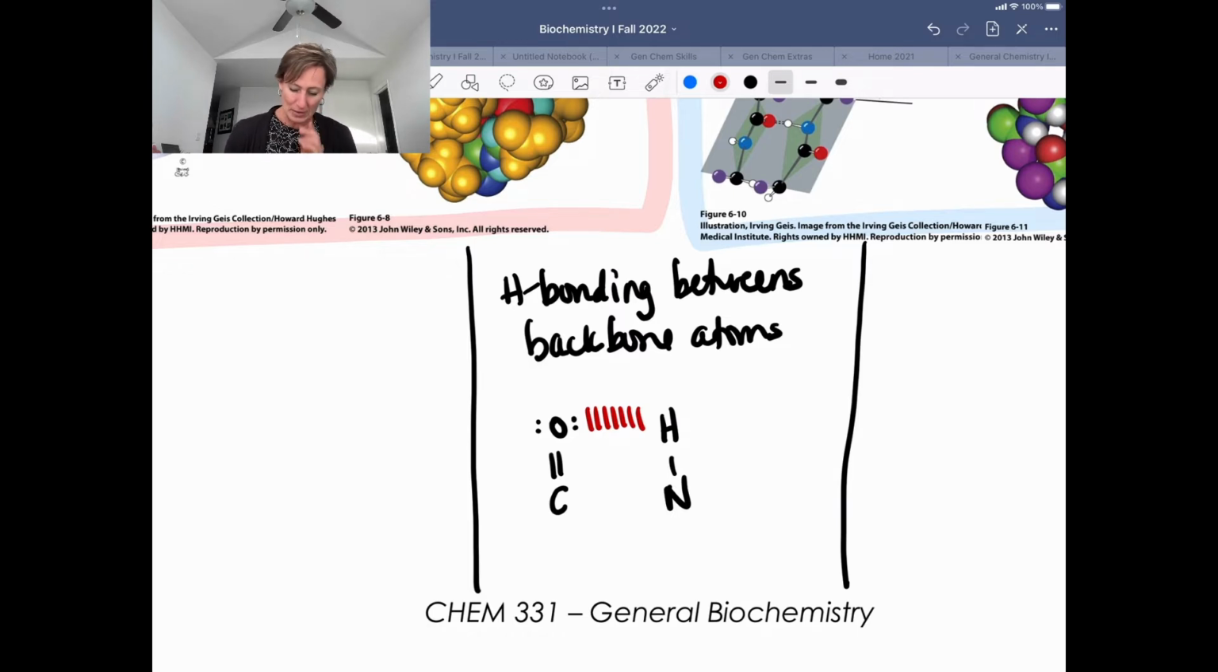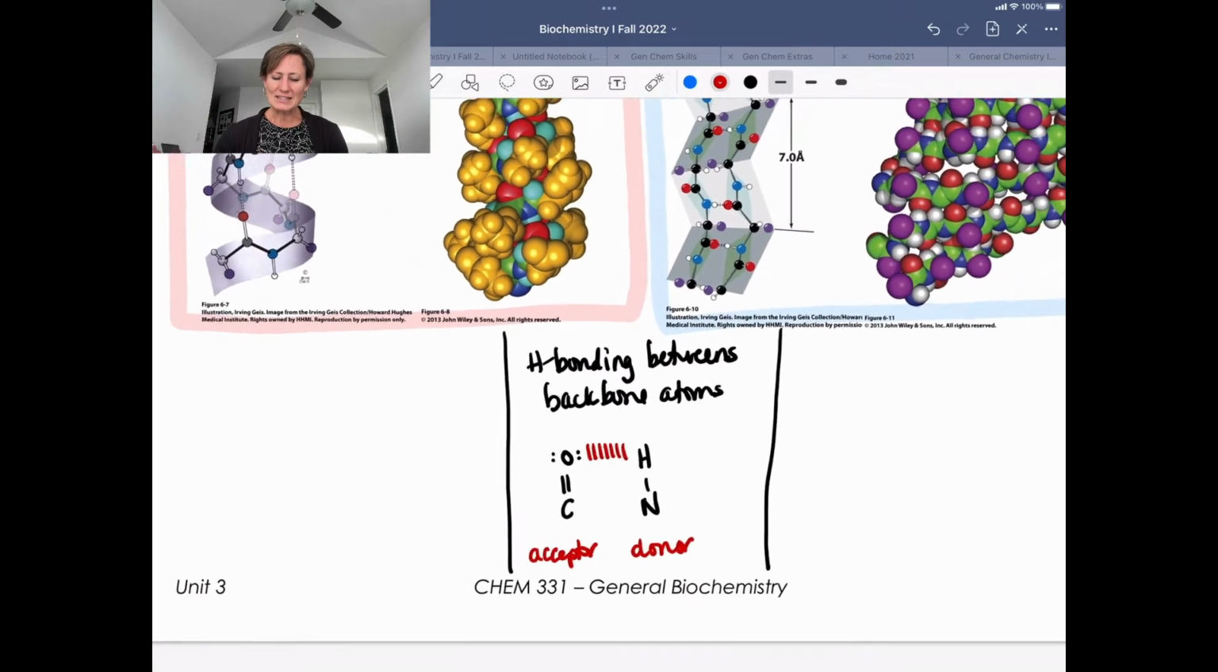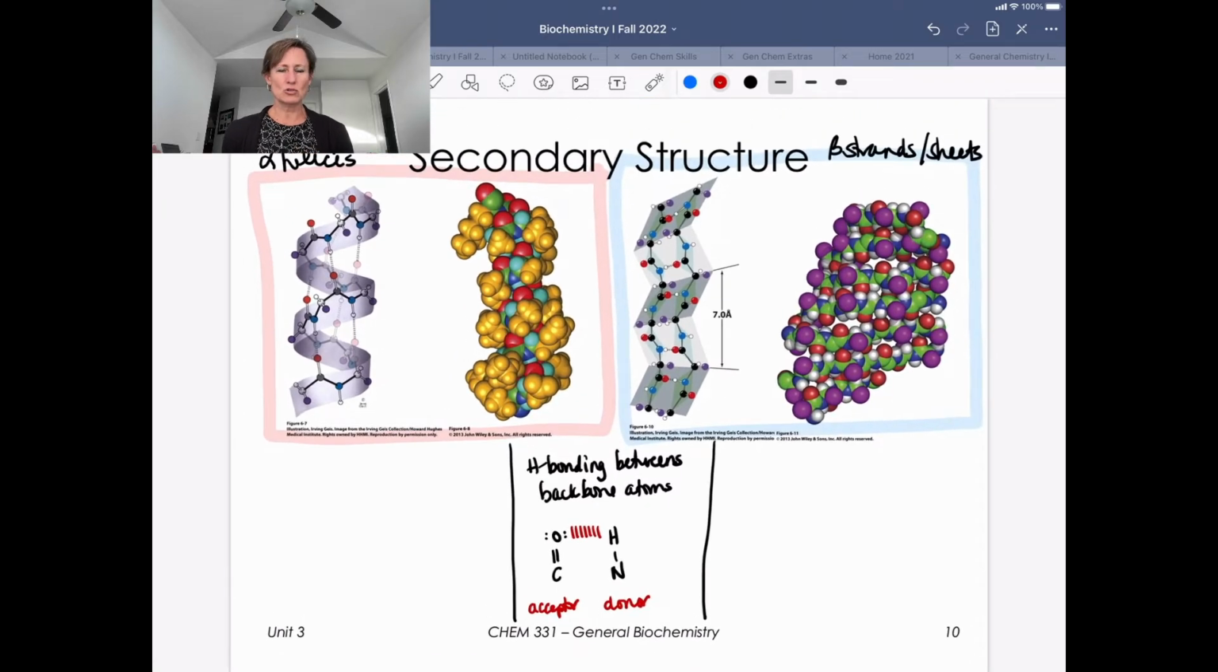And that makes the carbonyl oxygen the hydrogen bond acceptor, and then the hydrogen of the nitrogen the hydrogen bond donor. So the hydrogen bond donor donates the hydrogen, and then the hydrogen bond acceptor is a nitrogen or oxygen. Fluorine counts, but we don't see that generally biochemically. So a nitrogen or oxygen atom whose lone pair accepts that interaction with the hydrogen to form our hydrogen bond. Okay, so that's a common piece that we see here with both of these secondary structural elements. They are stabilized by hydrogen bonding between those specific backbone atoms.